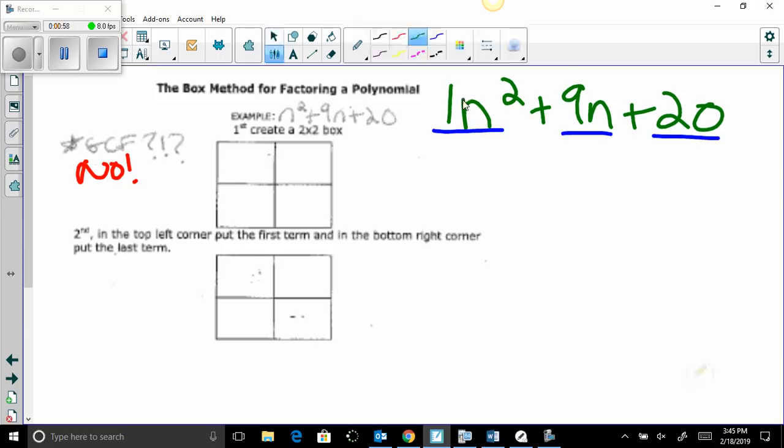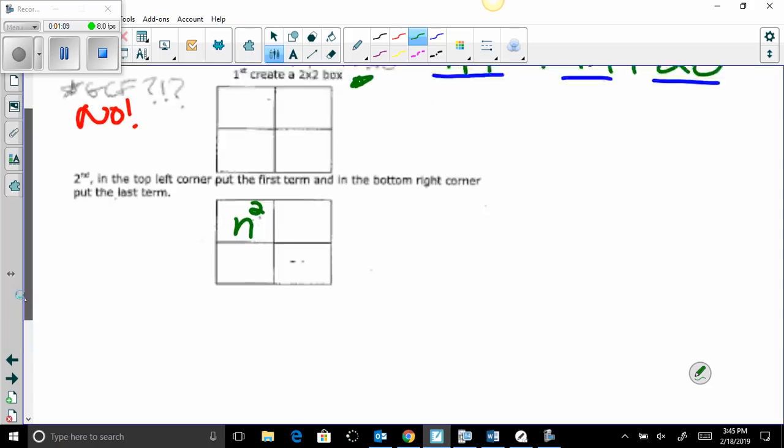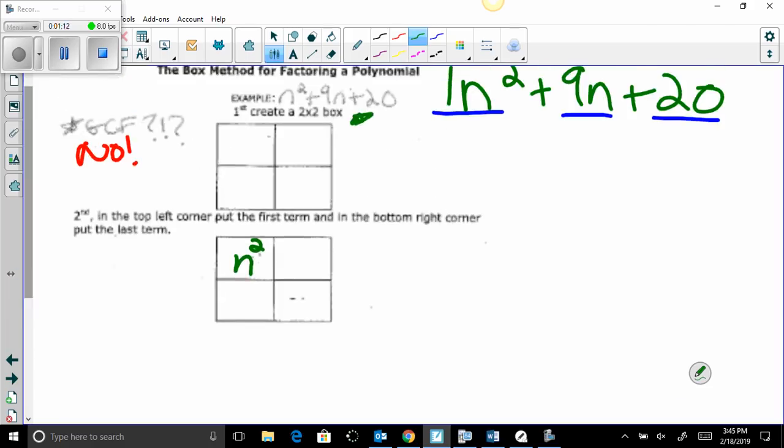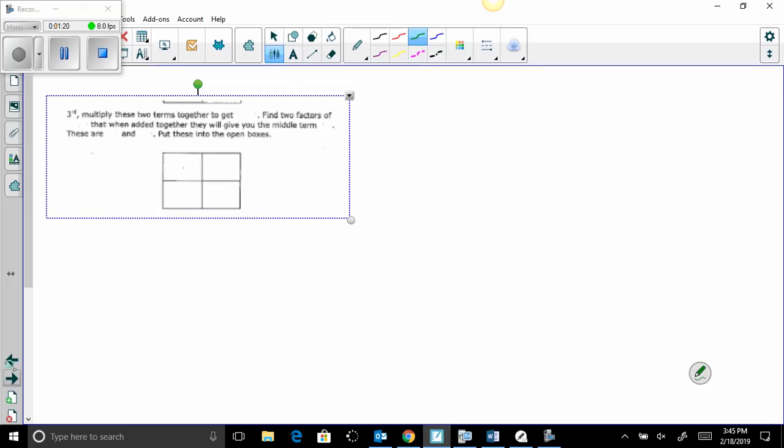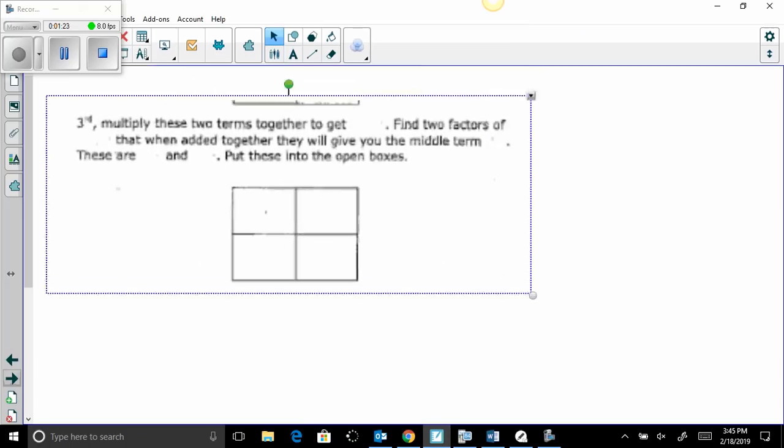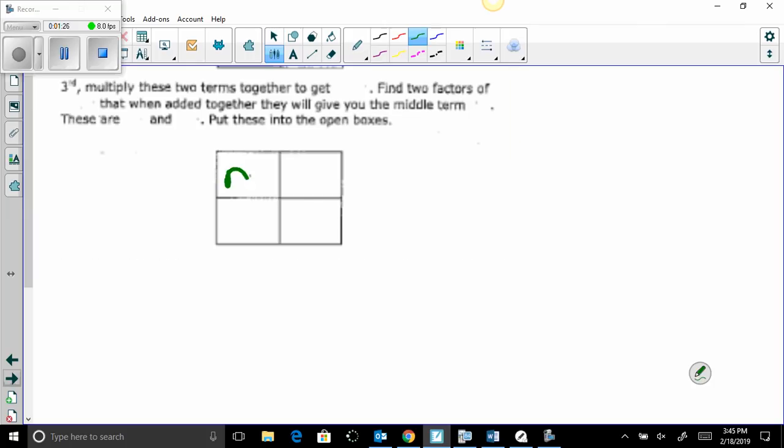So first, create a 2 by 2 box, which I've done for you here. Second, in the top left corner, put the first term. So my first term is n squared. I can put the 1, I don't have to put the 1. And in the bottom right corner, put the last term, which is 20. I have my n squared and my 20 from step 2. Step 3 is to multiply these two terms together. If I multiply these two terms together, I would get 20n squared. And that's what I want to put here.